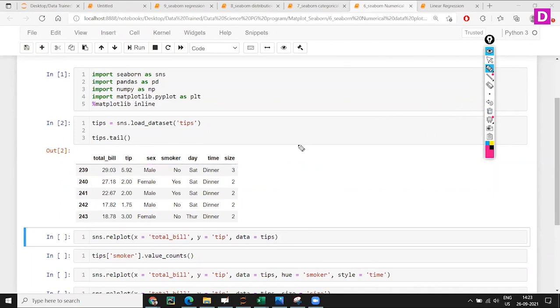Now let's talk about plotting techniques. So relplot. What is relplot? Relplot is a relational plot. What are we trying to achieve here? We are trying to find out: is there any relation between one column and another column? In this case, is there any relation between total bill and tip?